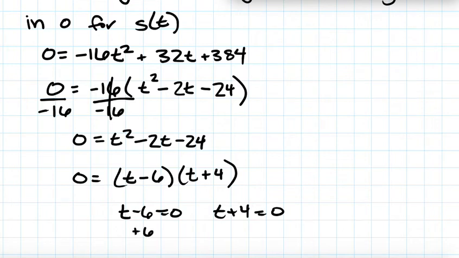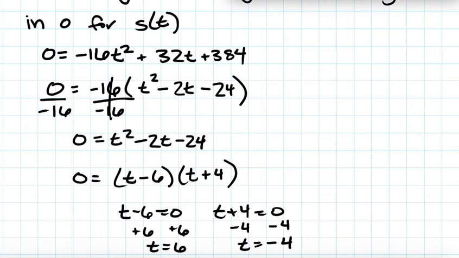Set each factor equal to 0 and solve. So we get t equals 6 and t equals negative 4. Now, the context here is that t is time in seconds after the ball is thrown. So t equals negative 4 doesn't really make sense as an answer, because that means the ball hit the ground 4 seconds before it was thrown. How could it be on the ground 4 seconds before it was thrown if you're throwing it off a 384-foot building? That doesn't make any sense.